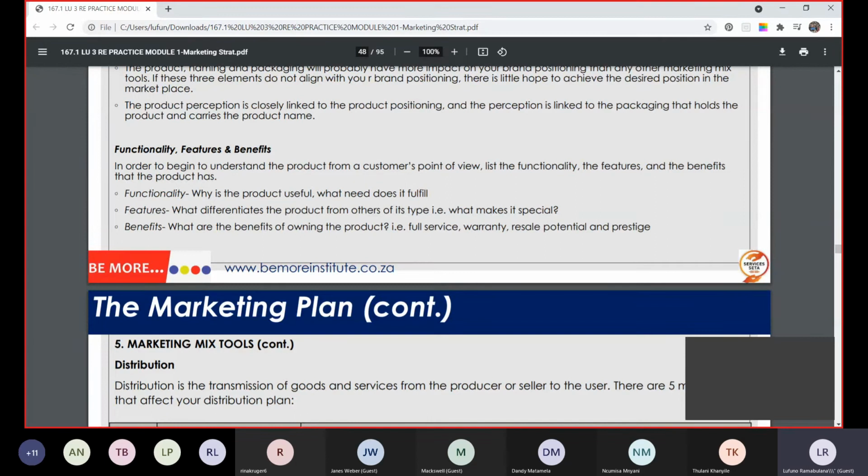What does it fulfill? Features: what differentiates the product from others, i.e. what makes it special? Benefits: what are the benefits of owning a particular product? Full service, i.e. your warranty, resale potential, and prestige, for instance, such examples.